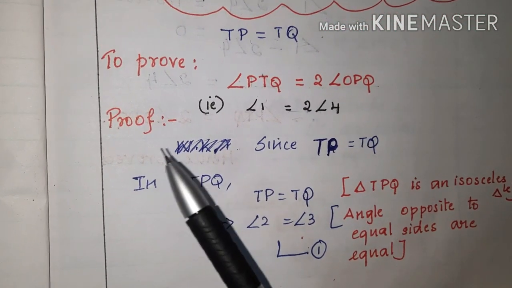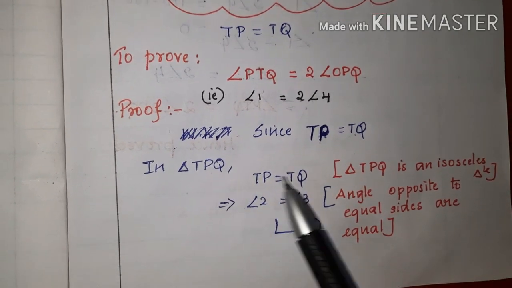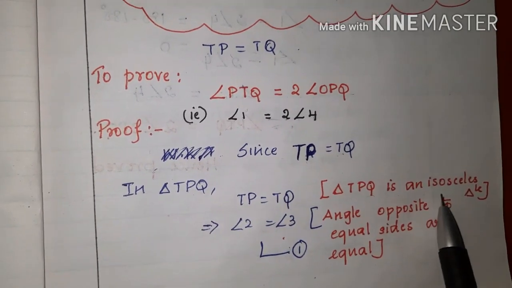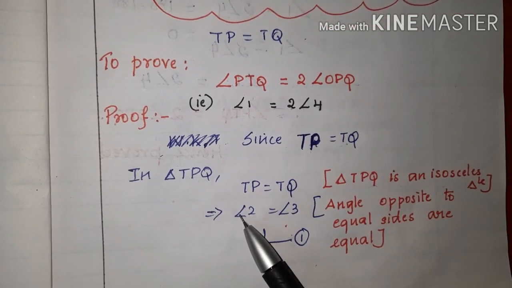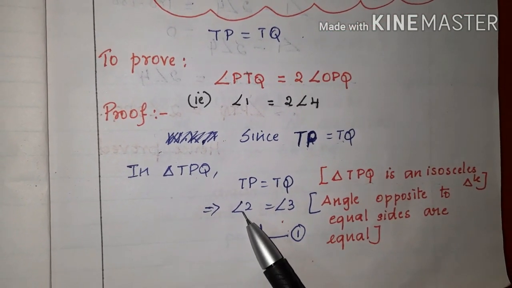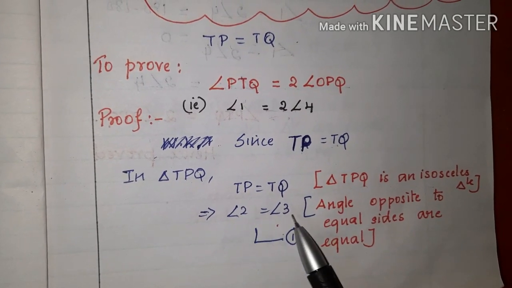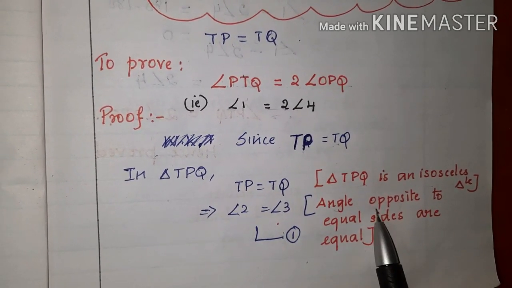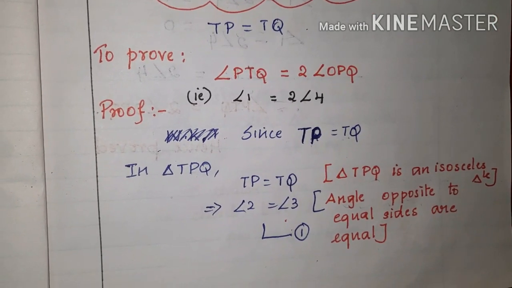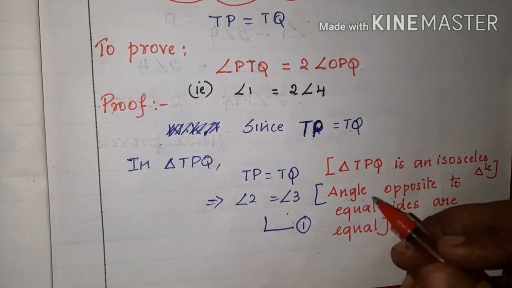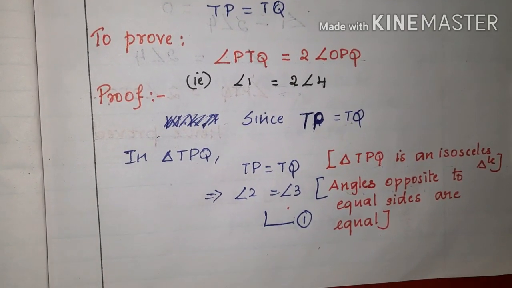Okay. Now in the proof part, since two sides are equal in the triangle, we say the triangle TPQ is an isosceles triangle. Okay. And so we can say the angles opposite to the equal sides are also equal. So you get angle 2 is equal to angle 3. So what reason do you mention there? Angles opposite to the equal sides are equal. Okay, mark it as equation 1. That is, angle 2 and 3 are equal, mark it as 1.